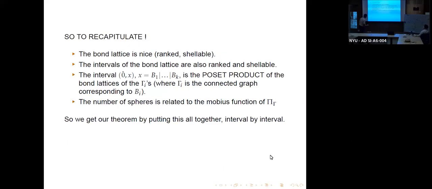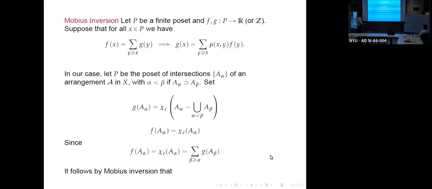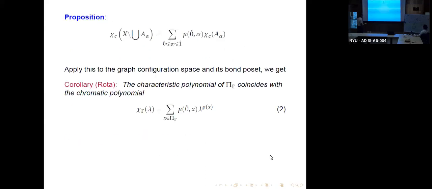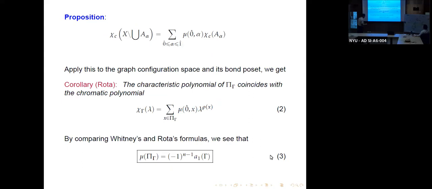So I'm going to skip that. There's a formula you need, but I'm skipping this. At the end of the day, you get that your mu is up to sign the A1. And just to mention, the mu is the Mobius function.